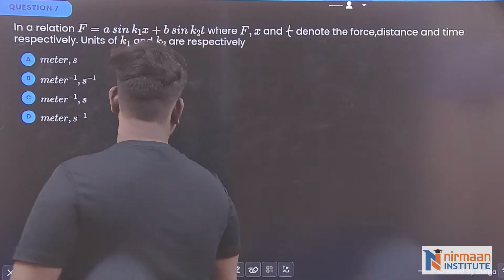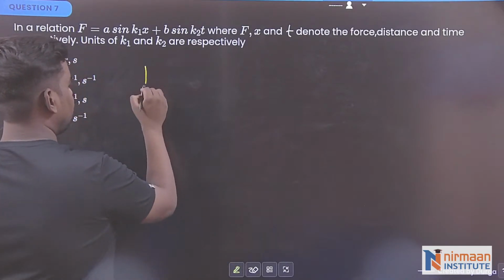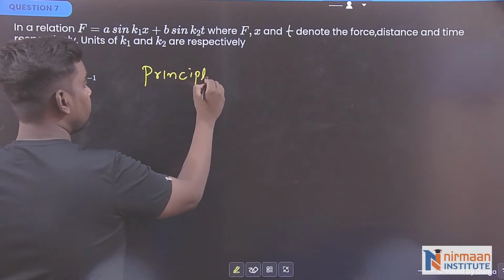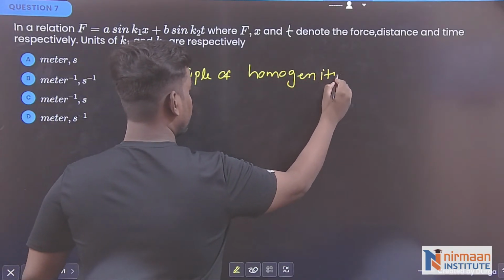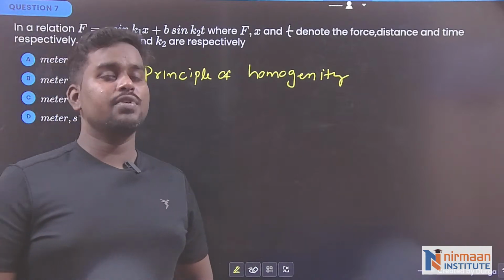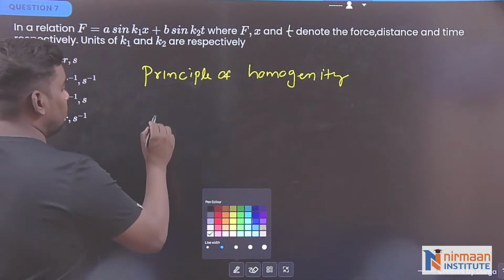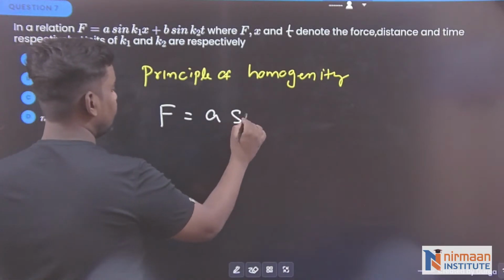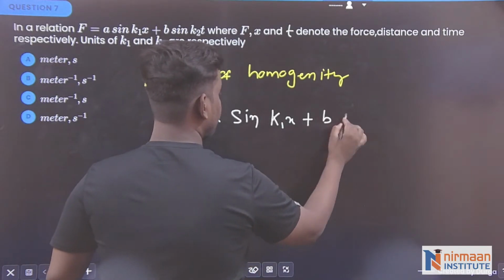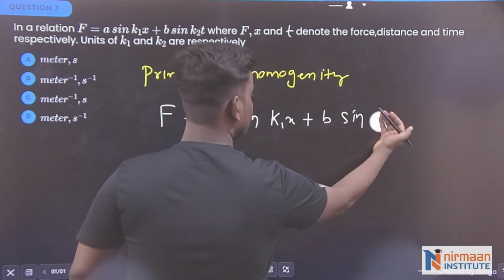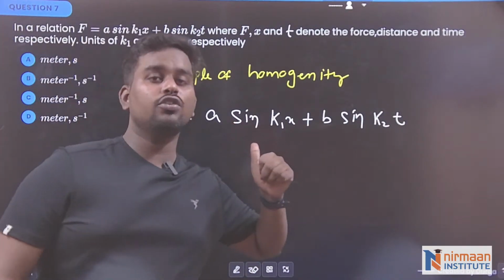Okay. Again, principle of homogeneity. Most of the questions are solved by the principle of homogeneity, as I told you just before. If a physical equation is correct, the LHS dimension must be equal to the dimension of each term on the RHS. So now, F is a sin k1x plus b sin k2t.